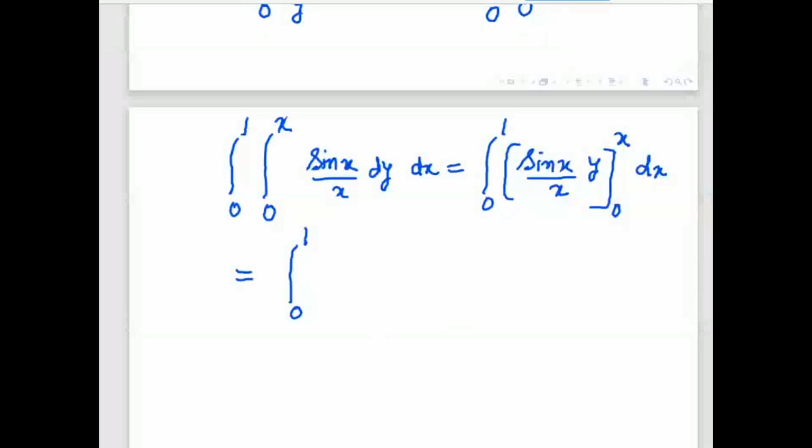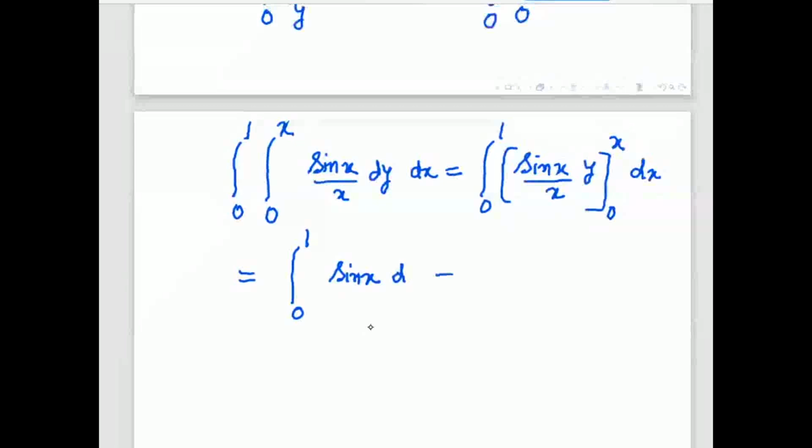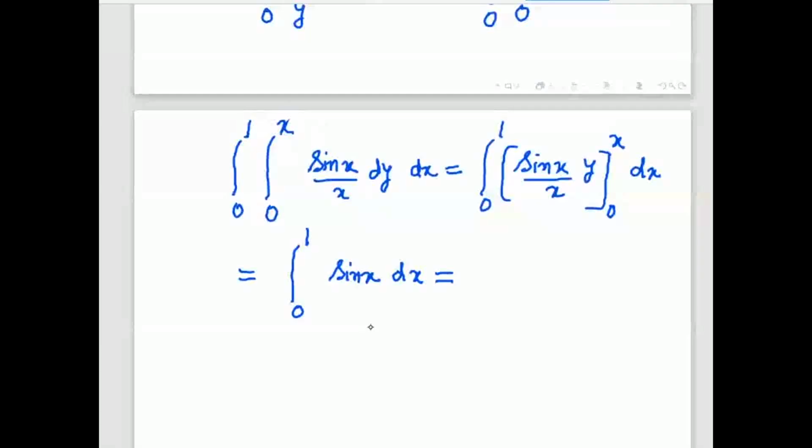Once you put x, you will get sin x, and once you put 0, you will get 0 only. The value of y we are putting. So we will get this much. And now we can easily integrate. What is the integration of sin x? It will give minus cos x. Apply the limit. So cos 0 is 1. So 1 minus cos 1 is the answer. So this one we got by change of order of integration.